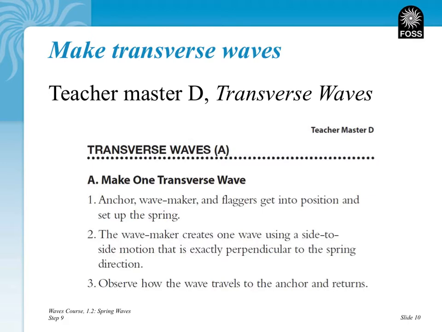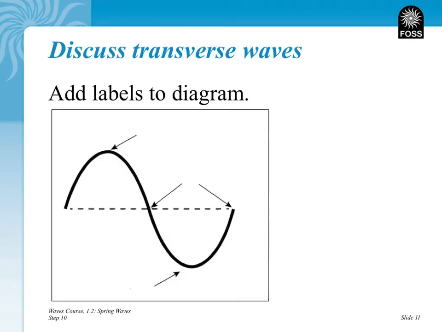Did you have time to read? Anchors, wave makers, flaggers all have jobs creating side-to-side motion. Make sure you take turns, but I want you to observe how the energy reflects off the anchor. Later on, I'm going to ask you to label the parts of a transverse wave because there are more parts than in a compression wave. And so stay tuned for the labels, but this is the type of wave you're going to be making.